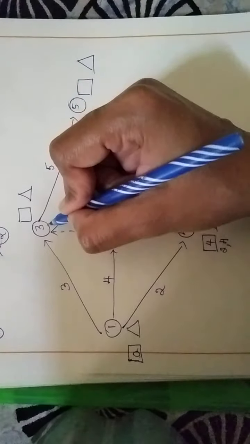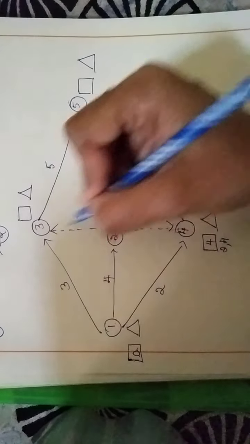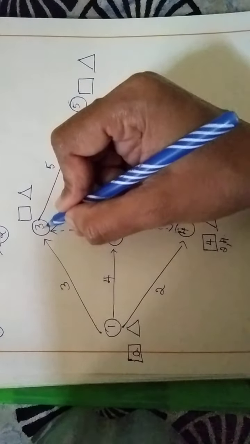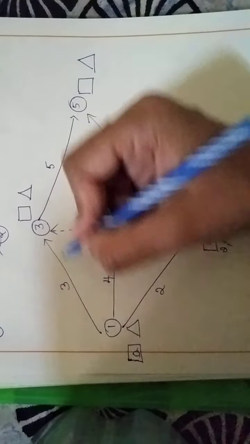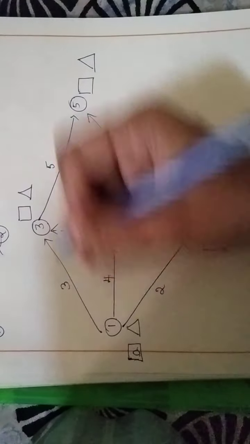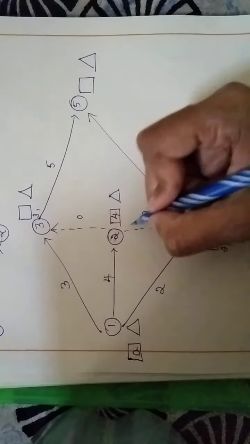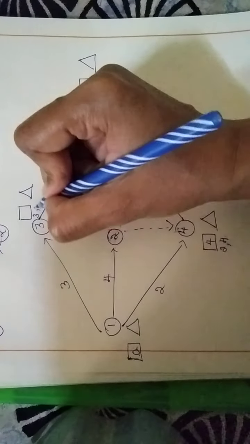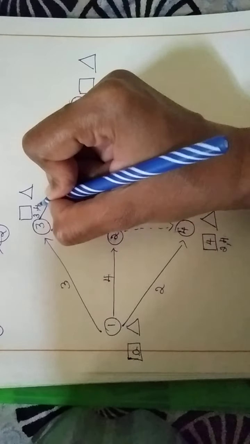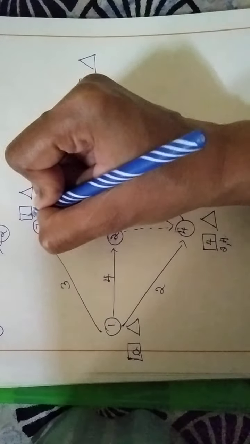If you come to this particular node here, there are two arrows directed towards this particular activity, right? So what we should do is 0 plus 3 is 3, comma, 4 plus 0 is 4. If you compare 3 with 4, 4 is the largest, so I am writing 4 here.